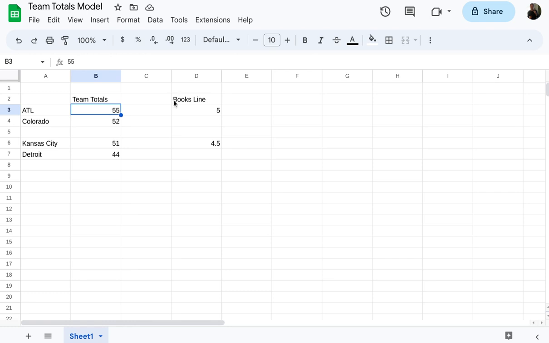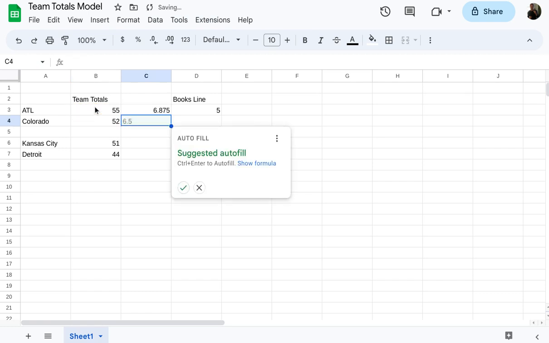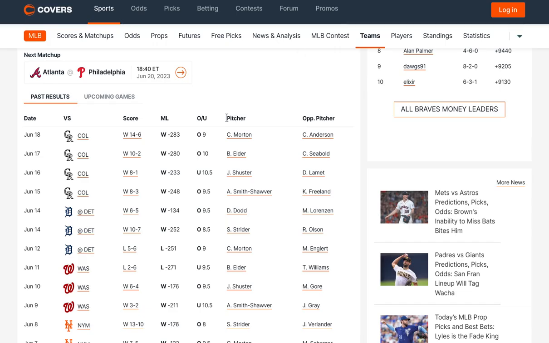So to get a team total line, I'm doing this in Google Sheets, we take that number divided by 8, and that gives us an average. So Atlanta in their last 8 games is averaging 6.875 runs. So basically right at 7 runs a game, which is huge, right? Now, what we're going to do is turn around and do the same thing for Colorado.